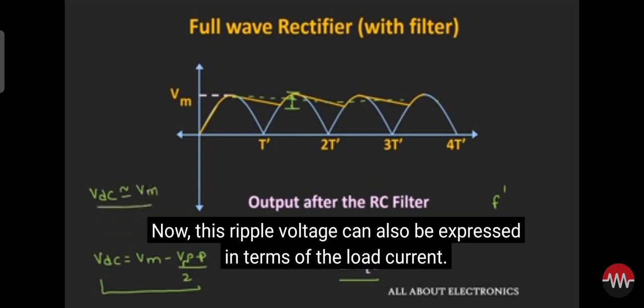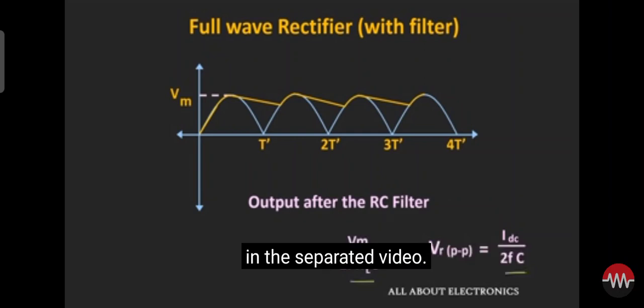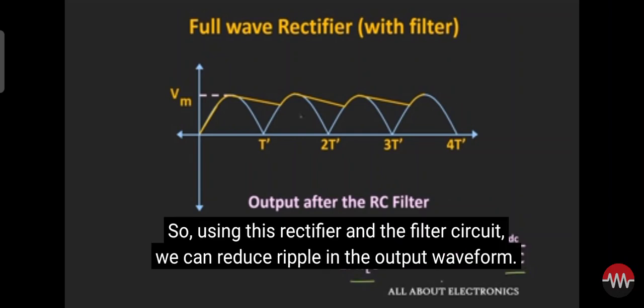Now this ripple voltage can also be expressed in terms of the load current, that is IDC divided by 2fC. Anyway, we will derive all these expressions in a separate video. So using this rectifier and the filter circuit, we can reduce the ripple in the output waveform.